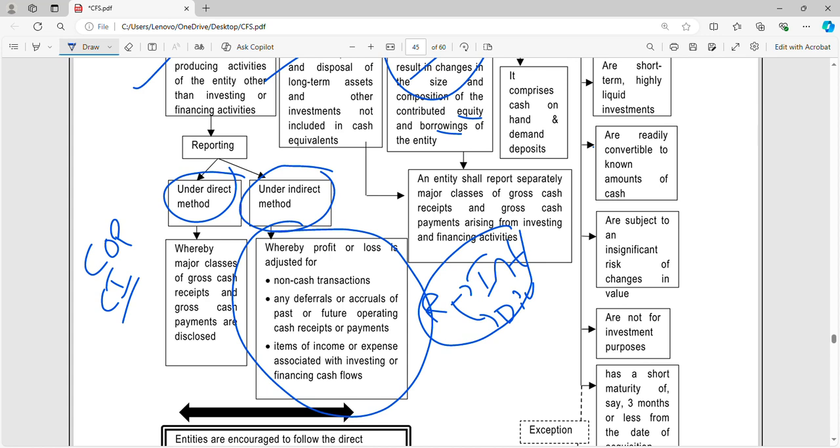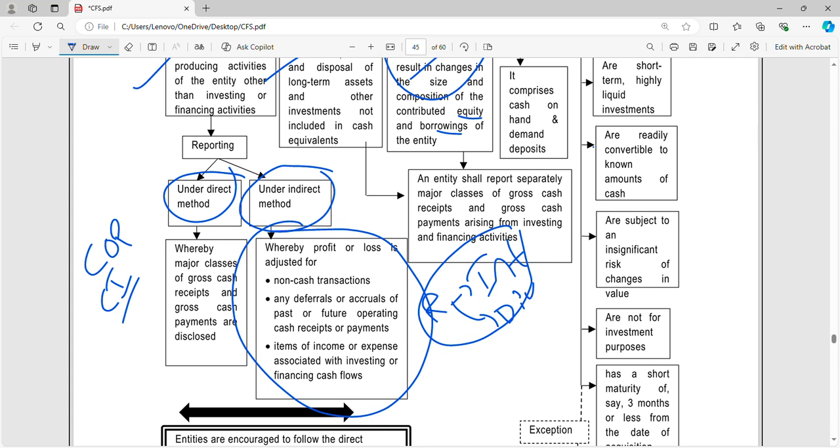Here, we start with profit after tax as per the profit and loss account, and we need to add back the tax amount charged in the profit and loss account, and we will get the profit before tax as per the profit and loss account. Now we need to make some adjustment entries.